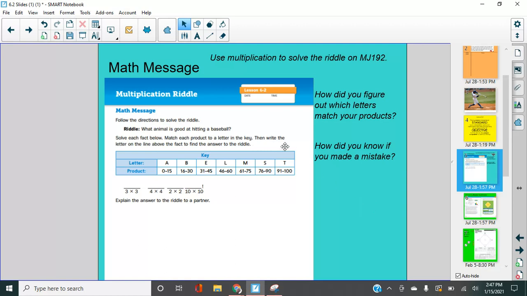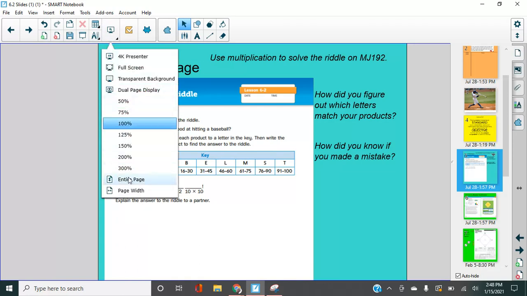All right, we've got a little riddle here. What animal is good at hitting a baseball? What do you think? Let's just take a riddle prediction, like a dog, a fox. What's good at hitting a baseball? All right, solve each fact below. Match each product to a letter in the key. Then write the letter on the line above the fact to find the answer to the riddle.